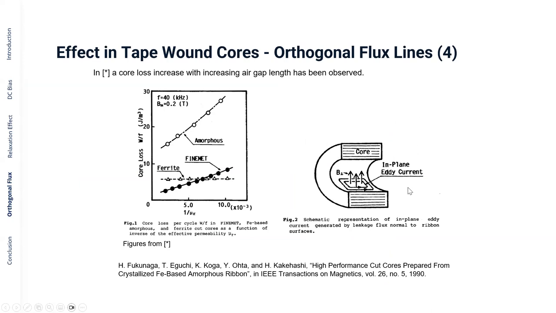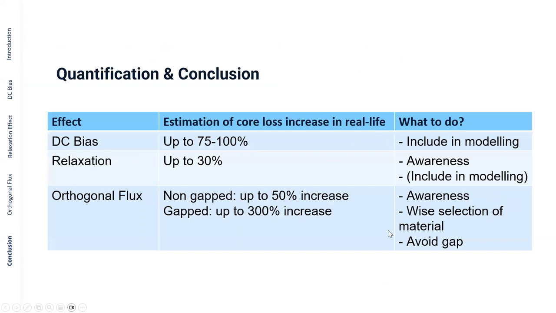Okay, so this kind of concludes my talk today. I would like to conclude by, first, noting that we have three effects. This is a qualitative, rough guess I made: how much are core losses increasing because of these effects? For a DC bias, you can say up to 100%. For relaxation, I don't think it's super problematic, maybe up to 30%. However, with orthogonal flux, if you have a non-gapped transformer, maybe you have up to 50% loss increase, and gapped, maybe up to 300% increase, because here the effect is very strong. These numbers are not super exact, but it's a rough estimation based on all the analysis we did.